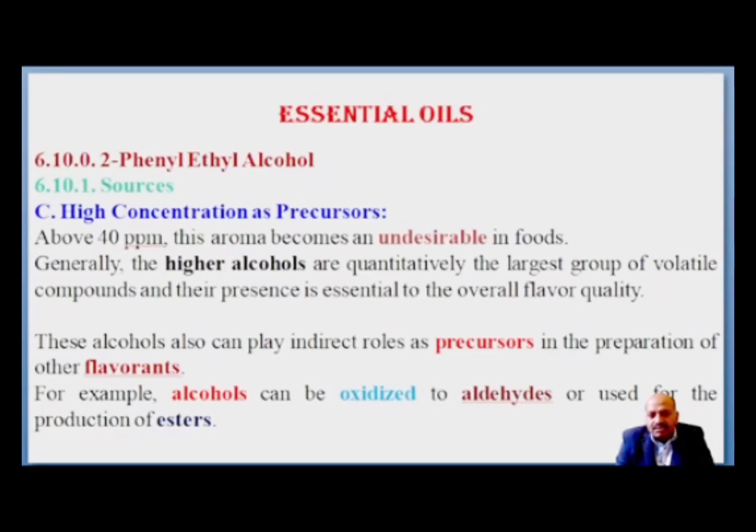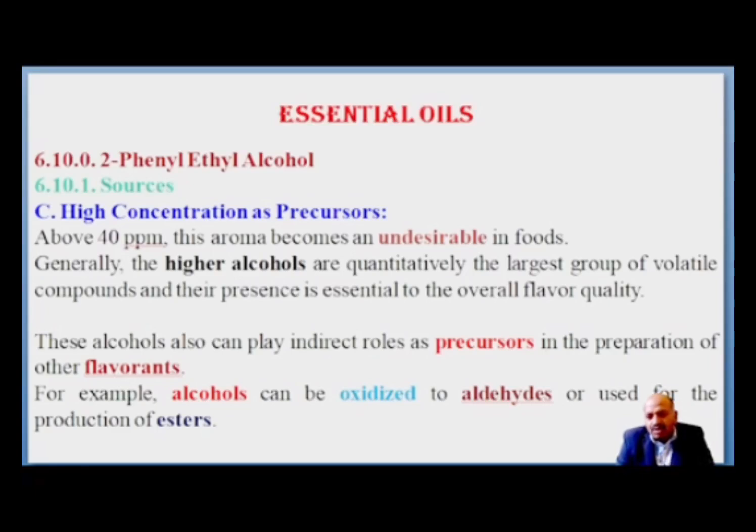At higher concentrations, above 40 ppm, this aroma becomes undesirable. So when the ppm increases from 20 to 40, it cannot be used as a precursor in any food items. It is not desirable. Generally, the higher alcohols are quantitatively the largest group of volatile compounds, and their presence is essential in the overall flavor quality. Higher alcohols are required because of the flavor aspects. But when it is above 40 ppm, it cannot be used as a desirable ingredient in food substances.